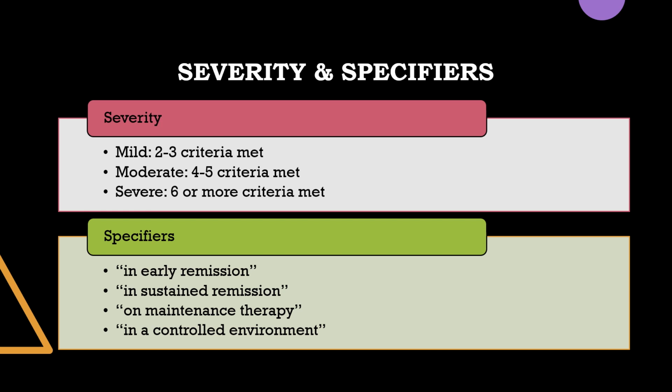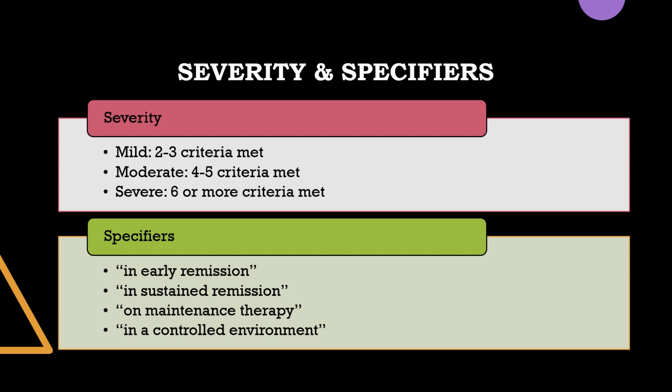And as far as the specifiers go, you can have an early remission. This is when someone is in those beginning recovery or treatment efforts from substance use disorders, and they've maintained some semblance of abstinence from the substance, but for a fairly short period of time. There's also in sustained remission, and this is when the individual is able to, typically on their own or with less invasive support, so something that's not like an inpatient treatment program, maintain abstinence from the substance use for a prolonged period of time.